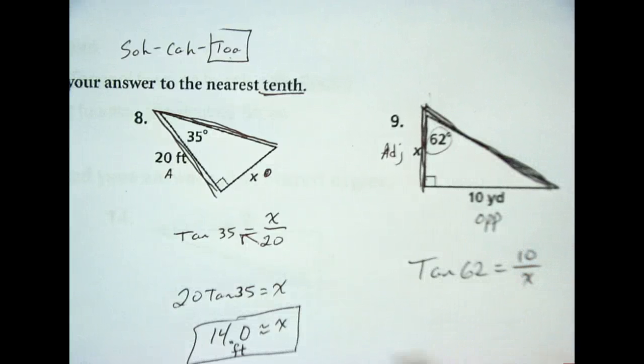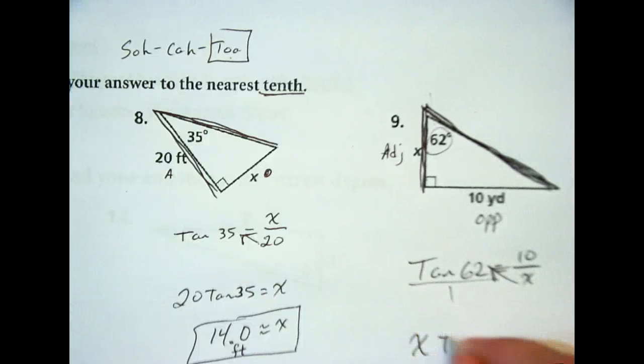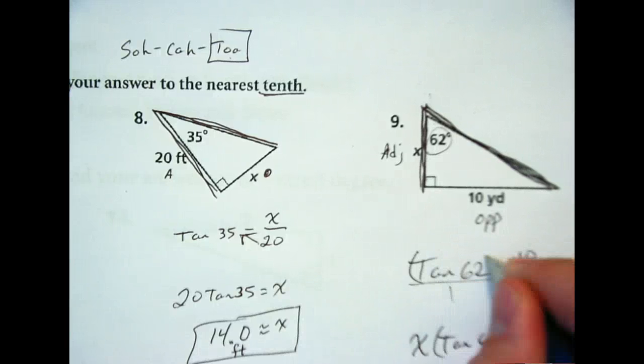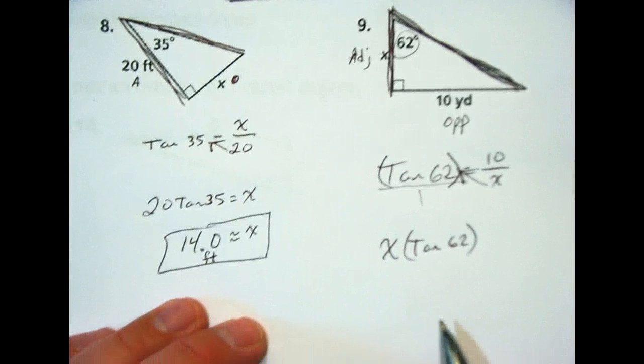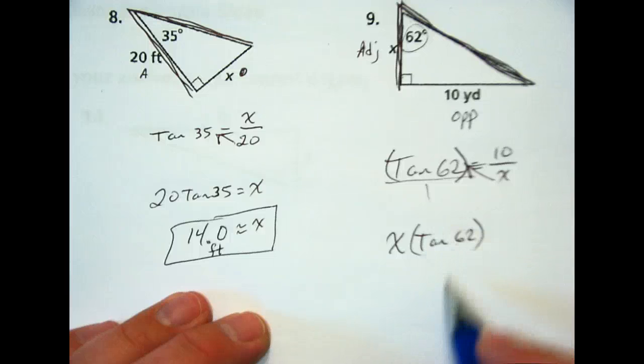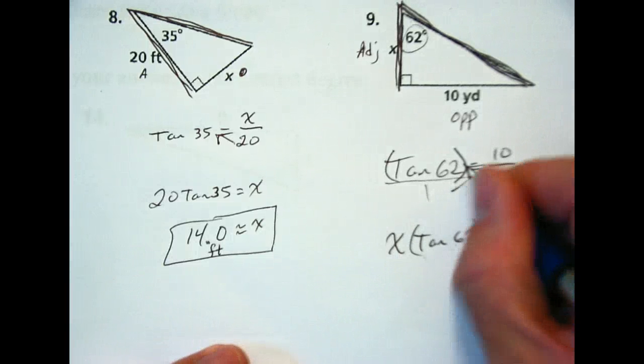Now this one's a bit different. X is on the bottom. So when we cross multiply here, we get x tangent 62. The reason we keep tangent 62 as tangent 62 is because if we don't, it's a big long decimal. So x tan 62 equals 10.